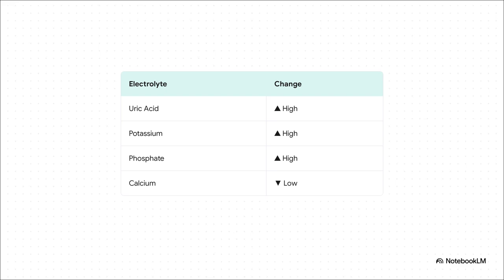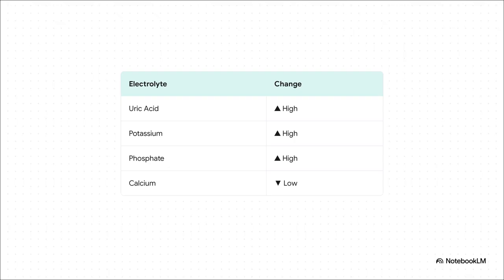So what is Tumour Lysis Syndrome? Well, lysis means to break apart. And that's exactly what's happening. Our treatment is working, maybe a little too well, too fast. It's causing tons of cancer cells to burst open all at once, and they spill all their insides into the bloodstream. And that flood of junk just overwhelms the body's systems.